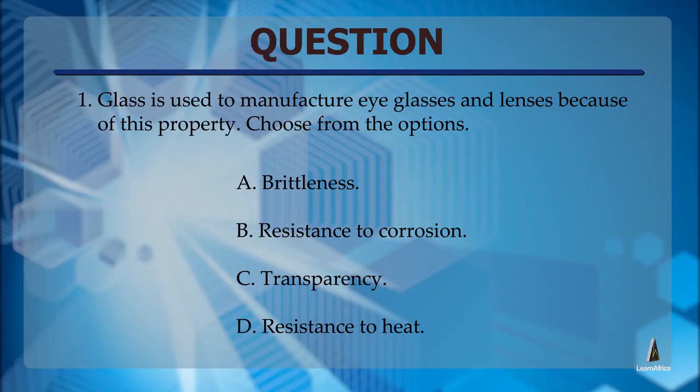Question 1. Glass is used to manufacture eyeglasses and lenses because of this property. Choose from the options. A, brittleness. B, resistance to corrosion. C, transparency. Or D, resistance to heat? The correct answer is C, transparency.